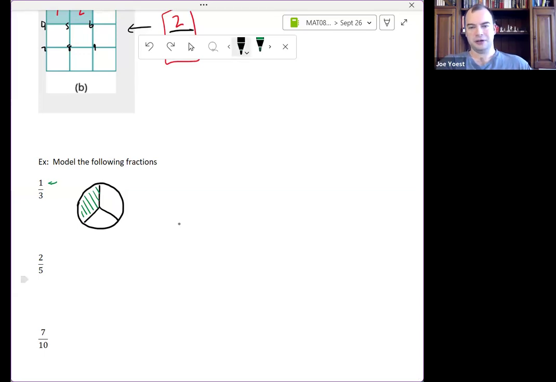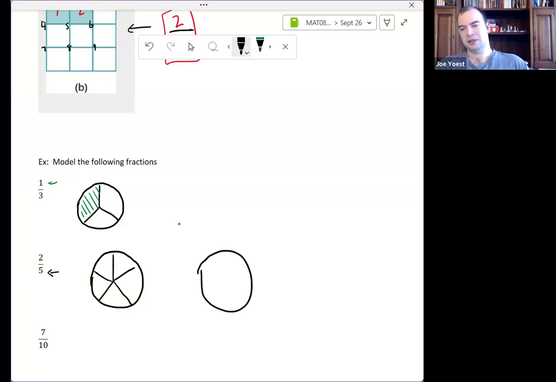If I have, say, 2/5, again, the denominator, the 5 here, tells me how many pieces to slice my circle into. I want it to look roughly equally sized. It's not going to be perfect, of course, but it should be reasonably equal. It shouldn't be like this. We don't want something like that.